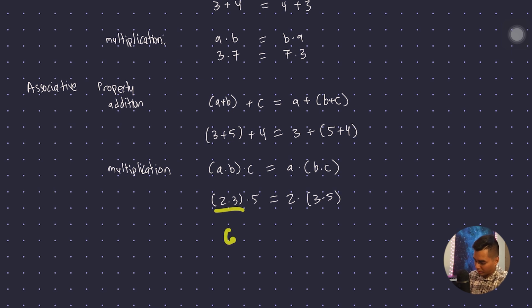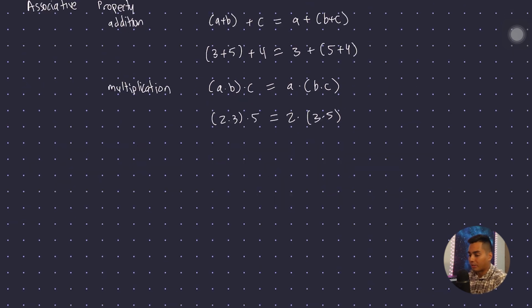2 times 3 will yield 6 times 5, which will yield 30 on the left-hand side. And on the right-hand side, we have 3 times 5 is 15, and 2 times 15 is 30. And then so we'll have 30 on the left-hand side and the right-hand side. All right, so that's the associative property for addition and multiplication.